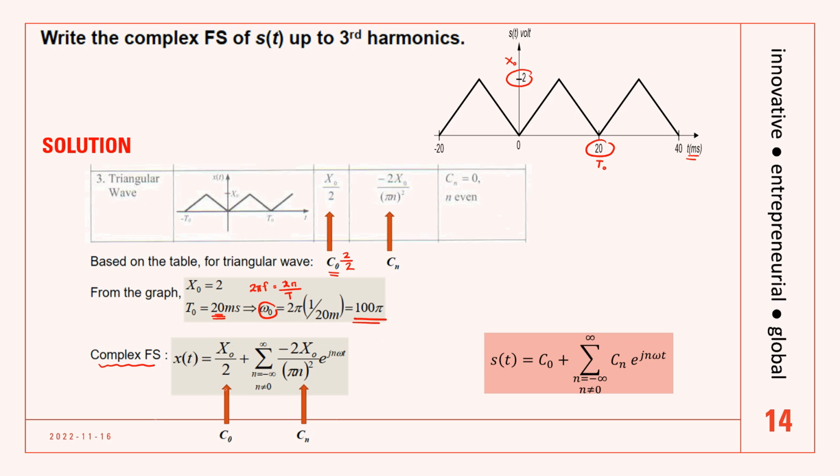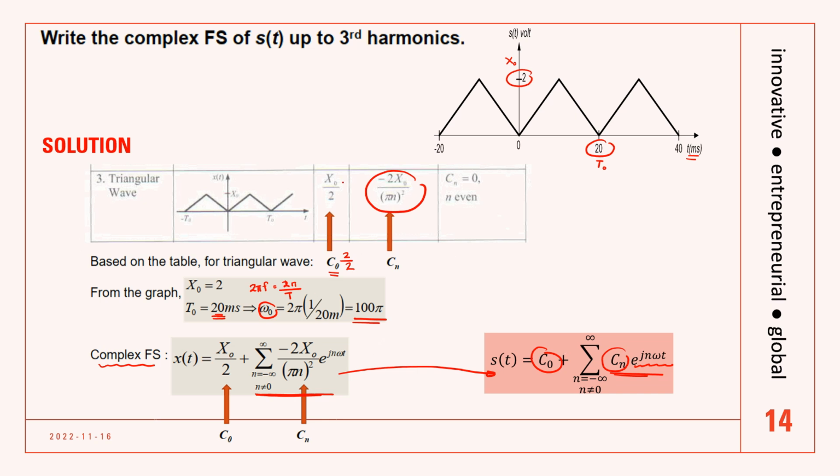Once you know that, you can have your complex Fourier series. The first component is the C naught component, and the next component is your Cn component, but don't forget the exponential here. Your Cn component, which we already identified, is minus 2x naught over pi n, and both of them squared. And in front here, C naught.